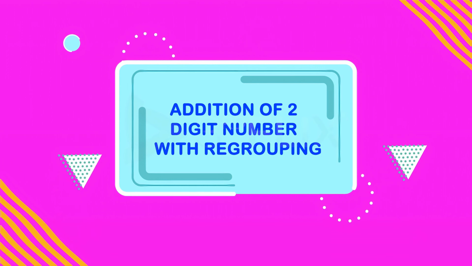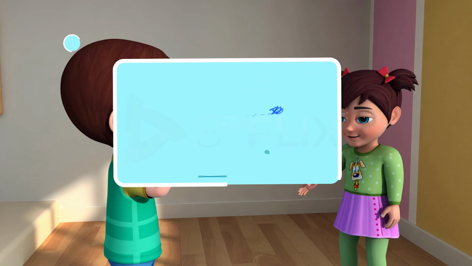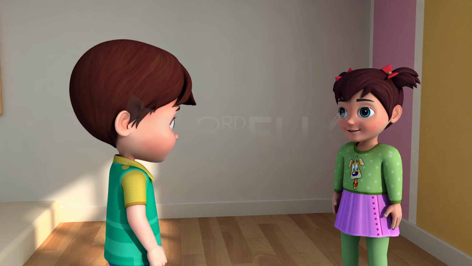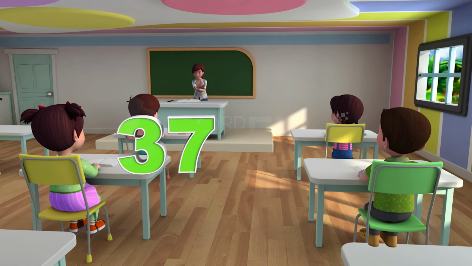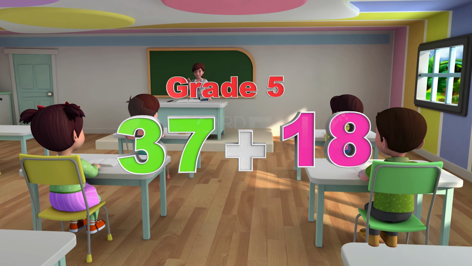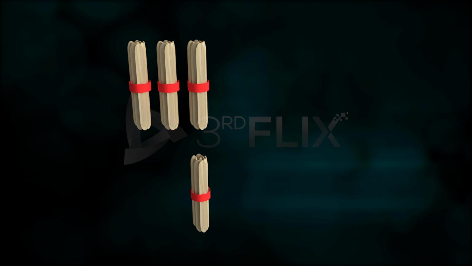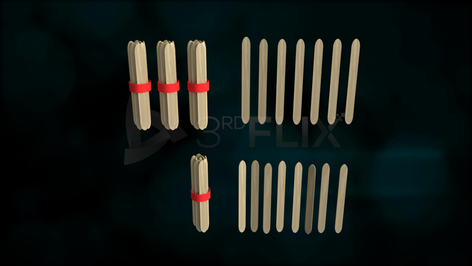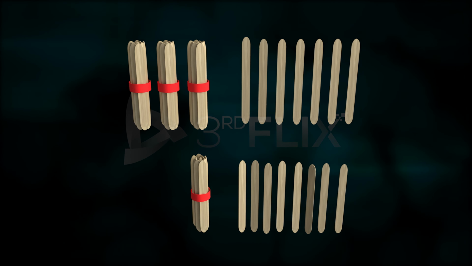Addition of two-digit numbers with regrouping. Hudson and Eddie were friends. In their school, there are 37 students in grade 5. 18 more students joined them. Eddie uses bundles of sticks and loose sticks to find the total number of students in grade 5.